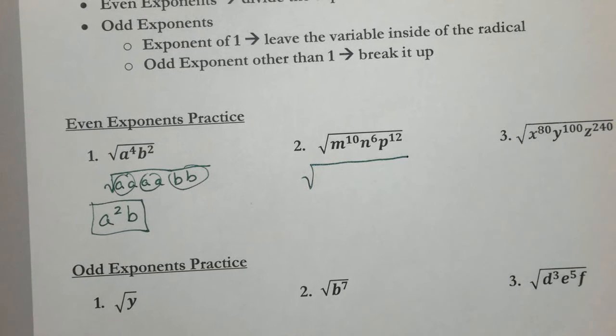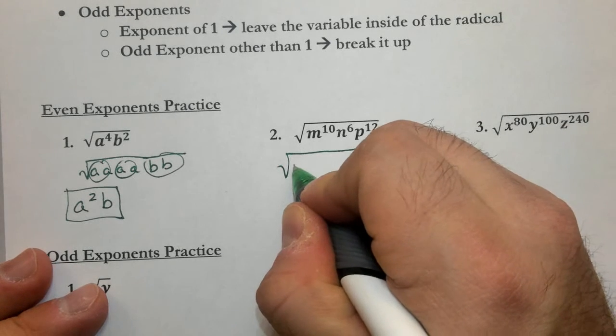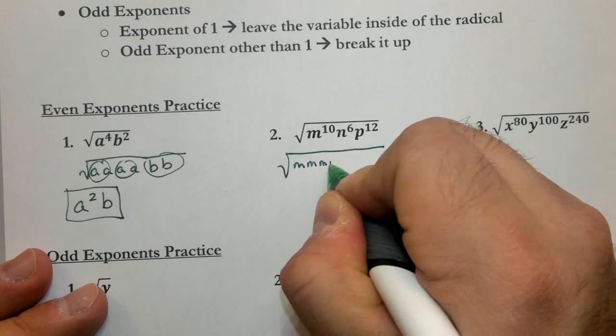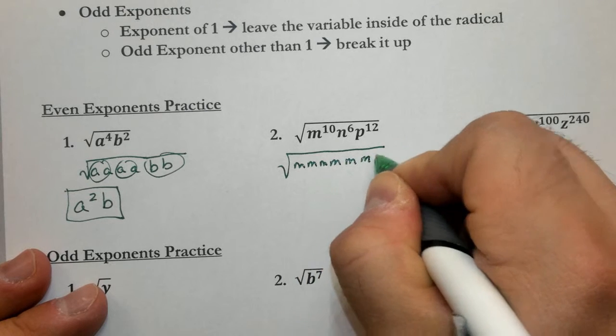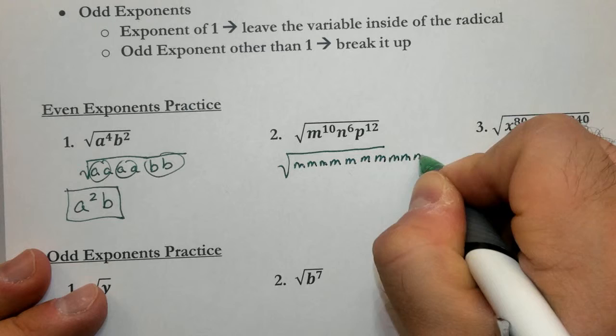So we can do the same thing here. Now there's a pattern here. There's a quick way to do this. I'm not going to say it until we get to example 3, but there's a quick way to see it. I'm not sure if you know what's going on yet, but hopefully you will after this example. So you have 10 m's. 1, 2, 3, 4, 5, 6, 7, 8, 9, 10.